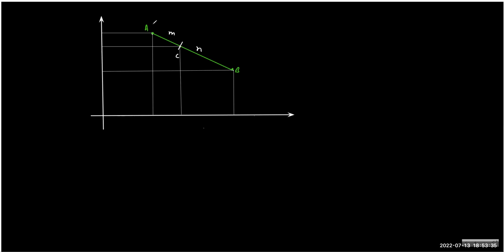So this is, of course, if I call this x1, y1, and if I call x2, y2, what is this value? 0, y1. And this is 0, y2, correct? What is this value? x1, 0. And what is this value?